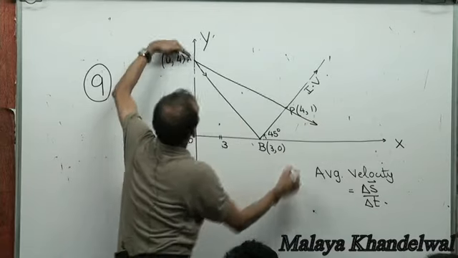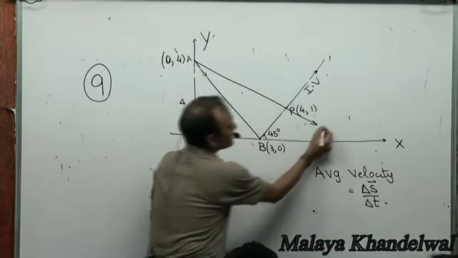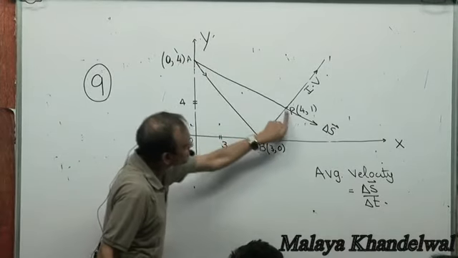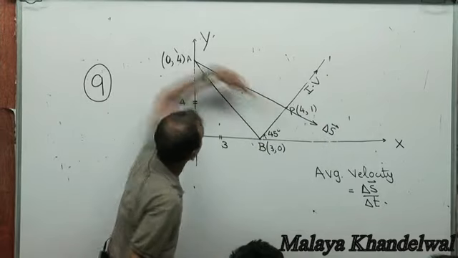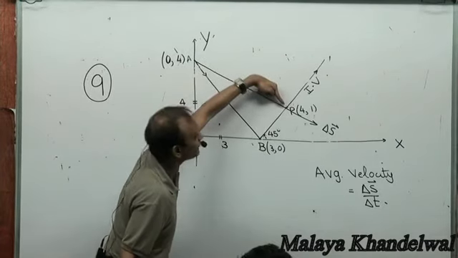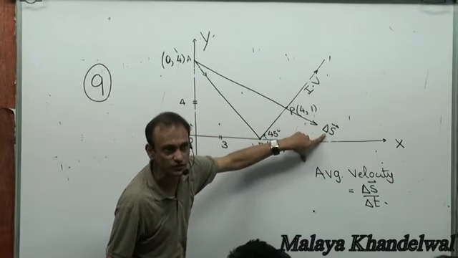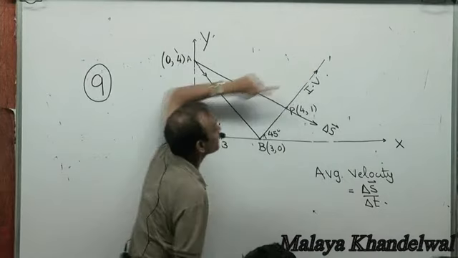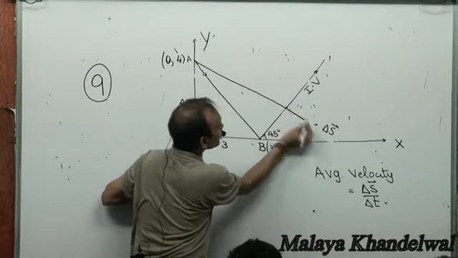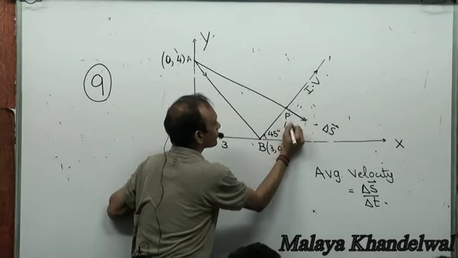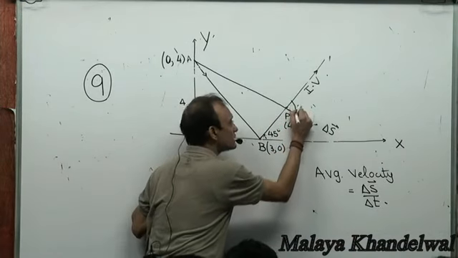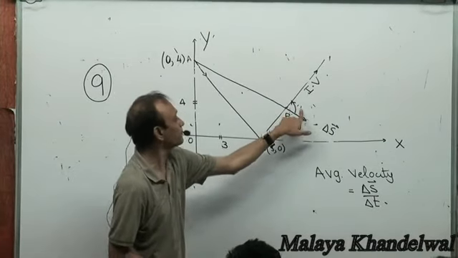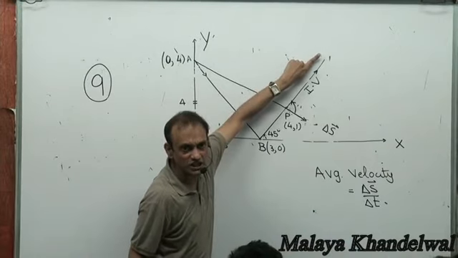AP is the net displacement. That means this is the displacement direction, delta S, the change in position, right? So this must be the direction of the average velocity, since delta S is the displacement of the particle from A to P. So the average velocity is directed this way. The instantaneous velocity is directed this way. I want to find the angle between the instantaneous velocity and the average velocity. This angle is what I'm seeking to find. You know what I'm saying? This is the direction of the instantaneous velocity.